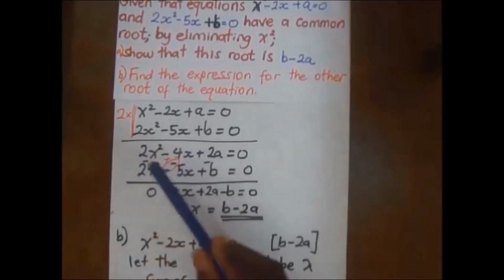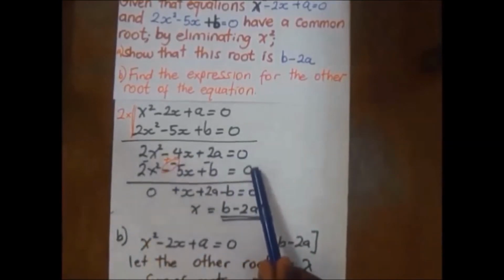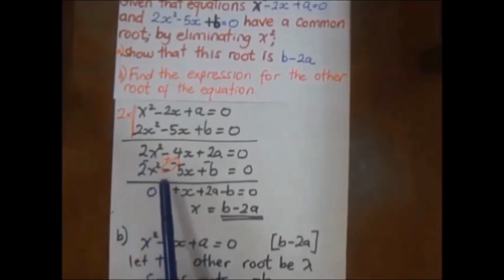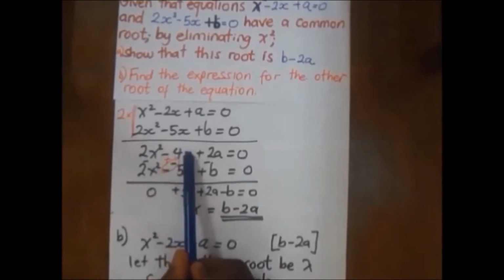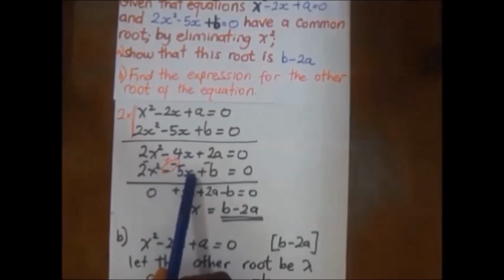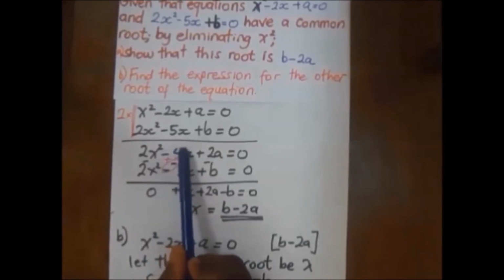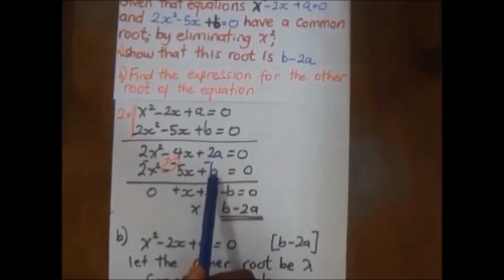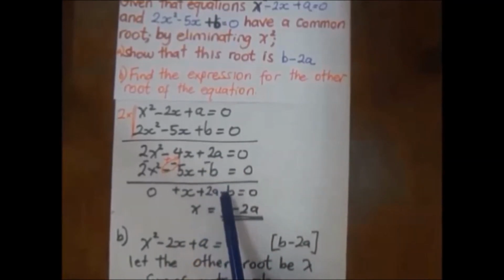So we subtract this first equation minus the second one. 2x squared minus 2x squared gives us 0. Negative 4x minus negative 5x, of course this becomes a plus. Negative 4 plus 5 gives us positive x. Then 2a minus b will simply remain as 2a minus b is equal to 0. So we find our root, which is x, is going to be b over a. And this is the common root.